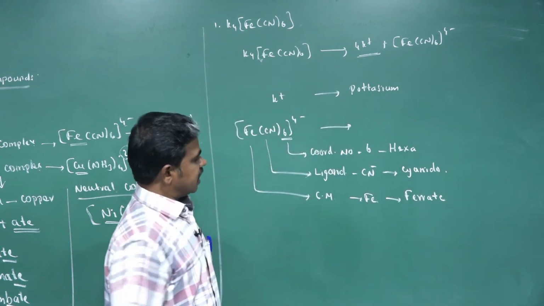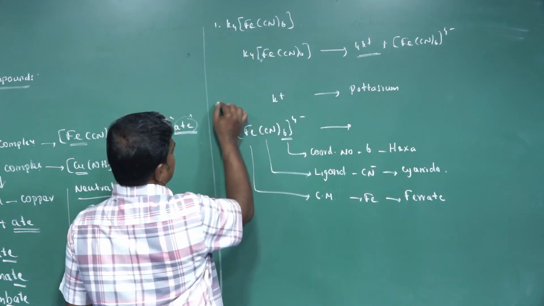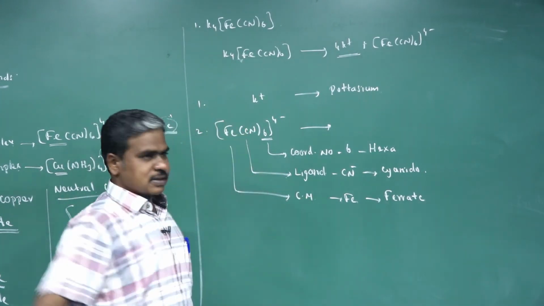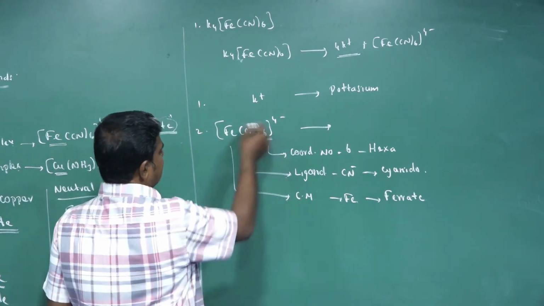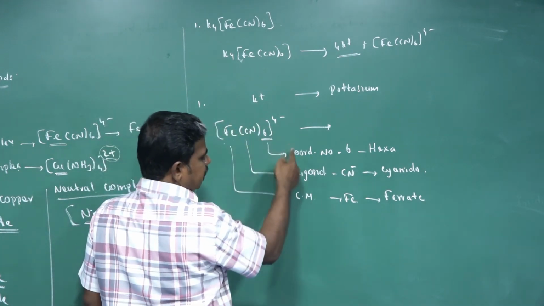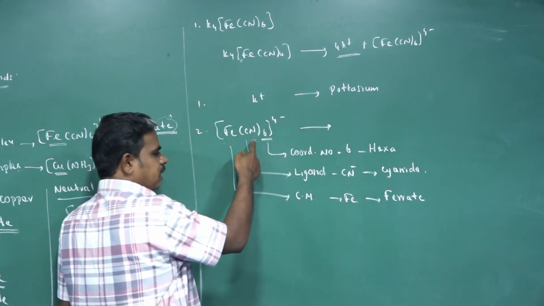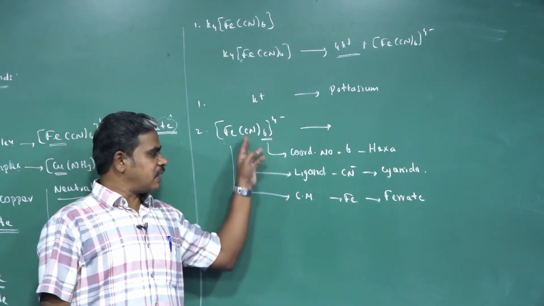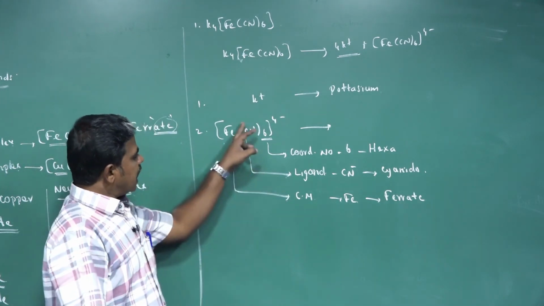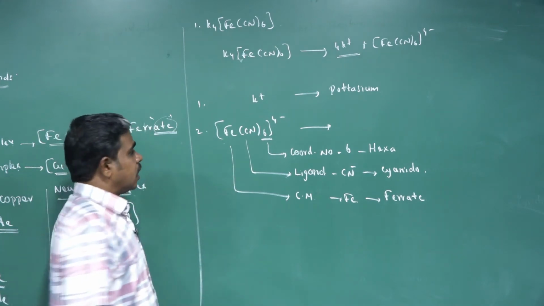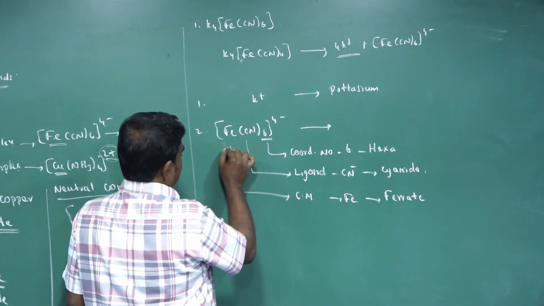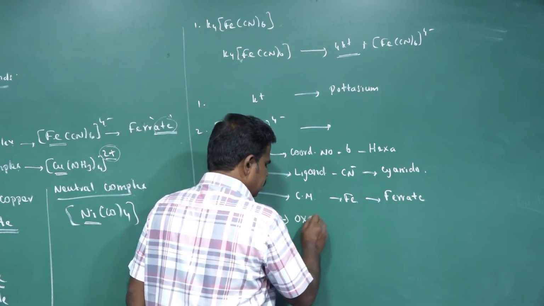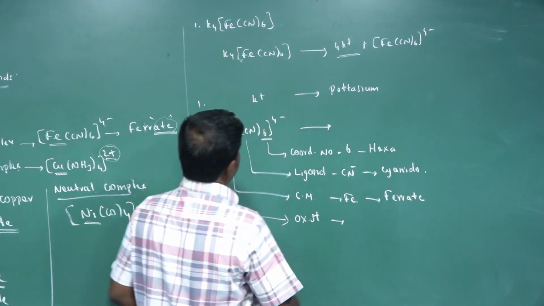So the complex name, what is that? Here cation first, and after that anion next. In that complex, we take the coordination number first, after that the ligand. If only one ligand, we may name it directly. If more than one ligand, then we take them in alphabetical order, and after that the central metal atom. Then we consider the oxidation state of the central metal atom, so we find out the oxidation state.